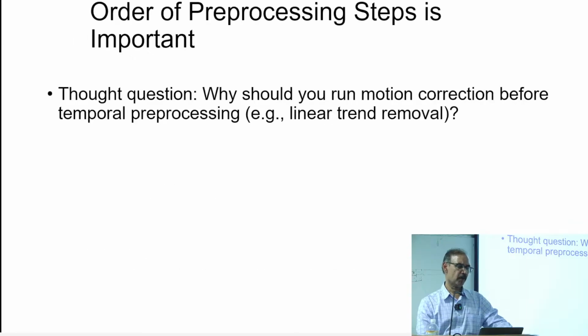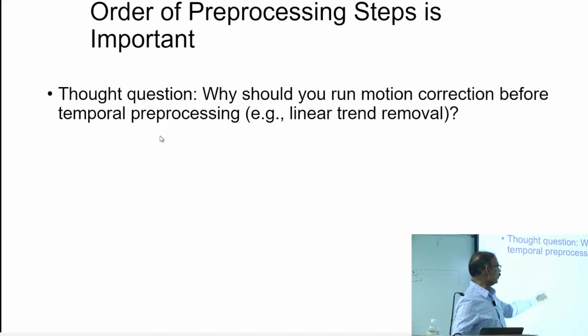The order of pre-processing steps is also important. Just as an example, why should you run motion correction before temporal pre-processing, for example, linear trend removal? I have already told you the answer, and I should have asked: if you were to do motion correction or linear trend removal, which one would you do first, right? It is always motion correction first, and then linear trend removal. Can you explain why?